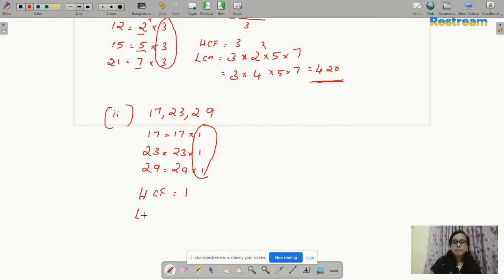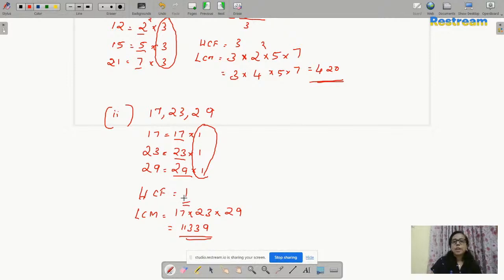So what is the LCM? All of you practice with me. What is the LCM here? LCM is equal to 17 into, which are not common, 17, 23 and 29. Multiply: 17 is multiplied with 23, which is multiplied with 29. Yes, Persia. The answer is 11339. 11339. This is the answer.